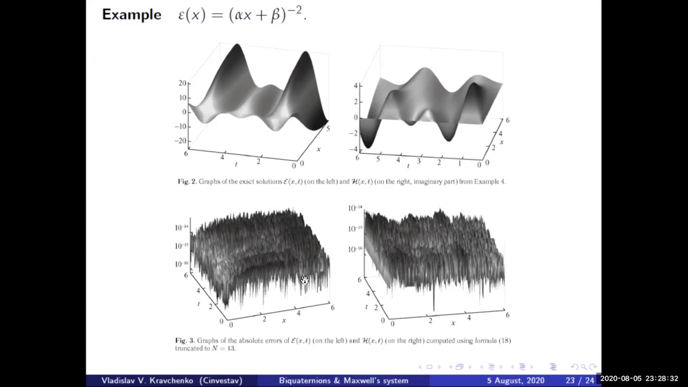What is shown here is the absolute error of E and H. You can see that it's more or less 10 to the minus 14, and the error is uniform, which is due to that estimate which I just showed you before. And for this approximation, only n equal to 13 was sufficient, so it converges very fast and can be programmed without any effort on the computer. So this is only one application which I prepared for this talk.